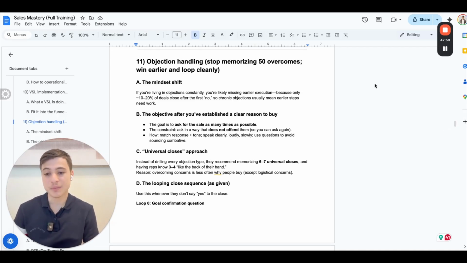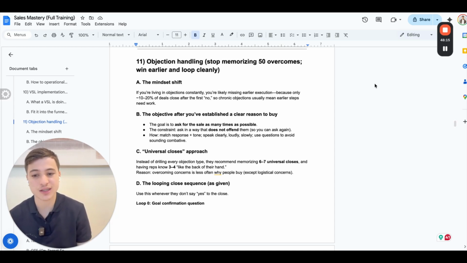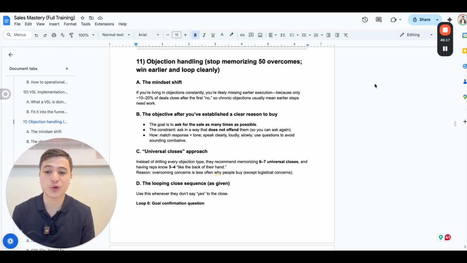All right, and step number B is the objective after we've established a clear reason to buy. The goal is to ask for the sale as many times as possible. The constraint: ask in a way that doesn't offend them, so you can ask again. How? Match response and tone. Speak clearly, loudly, slowly. Use questions to avoid sounding competitive, okay? So what do I mean here?